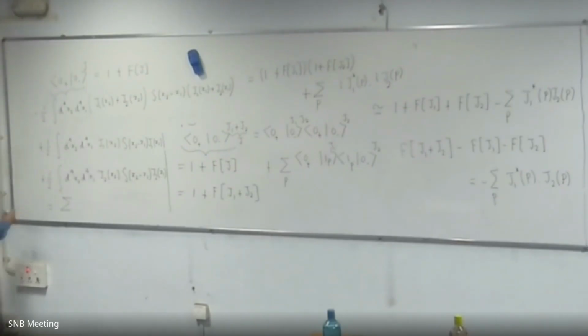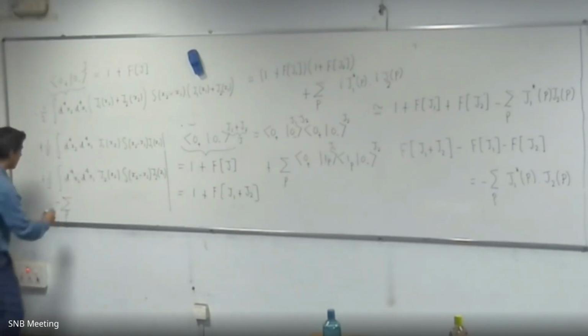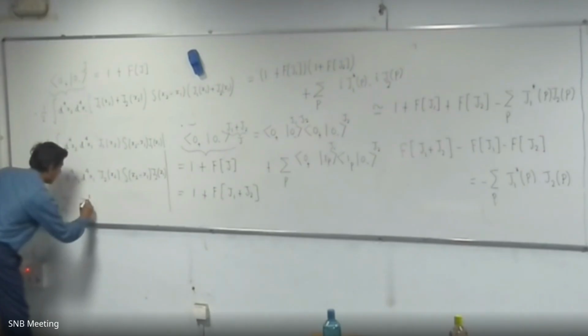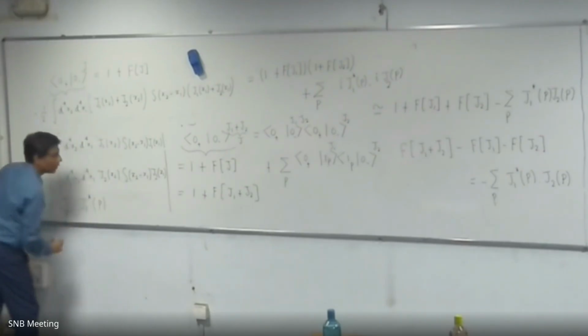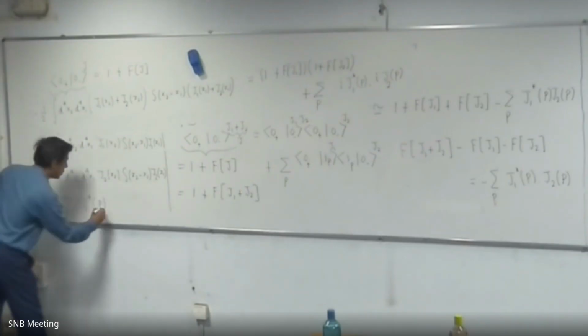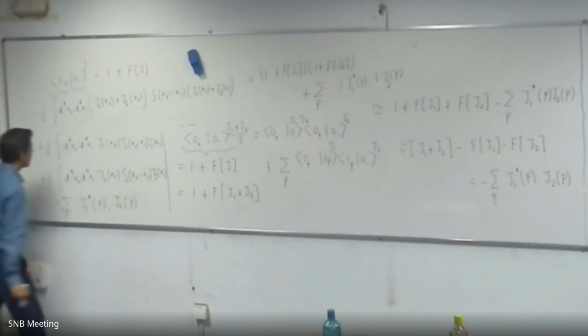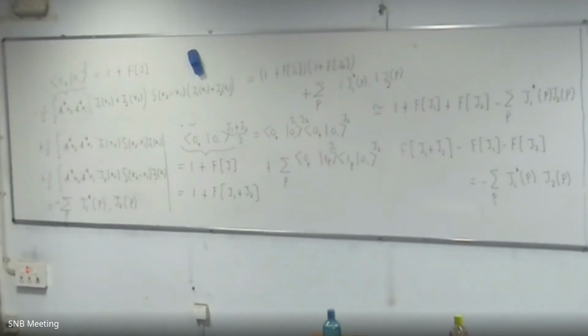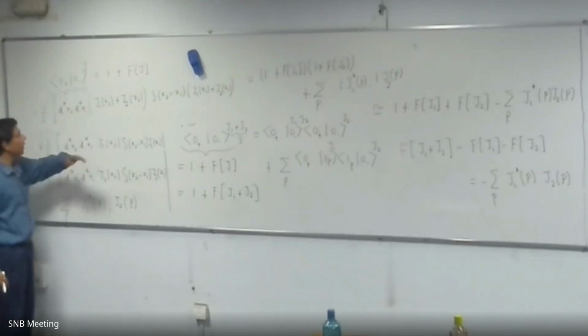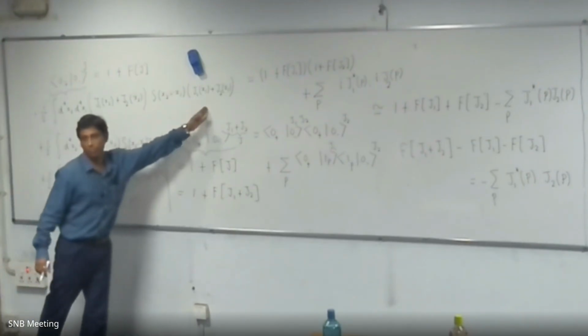So this is minus sum over p, and then what you have? J1 star p, and then J2. So I just write a dot J2p. So this is the equation that you have, right? Here, all of you. So now what you have to do, I will not do this algebra. This is very simple algebra. Just multiply this term out.